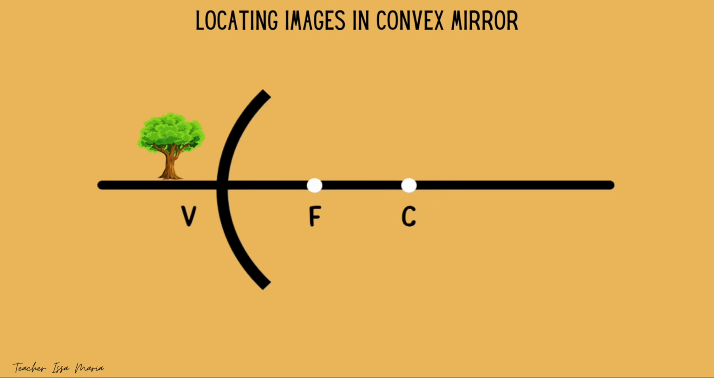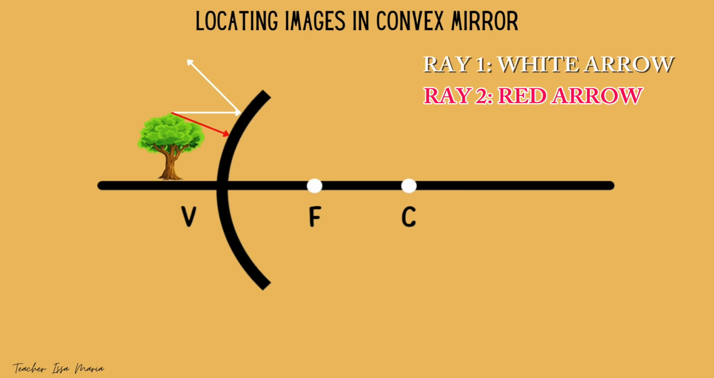To find the image, we just need two rays. Ray number 1. A ray parallel to the principal axis reflects outward as if it came from the focal point behind the mirror. Ray number 2. A ray directed toward the focus reflects back parallel to the axis. Where the reflected rays appear to meet behind the mirror, that's where the image is formed.